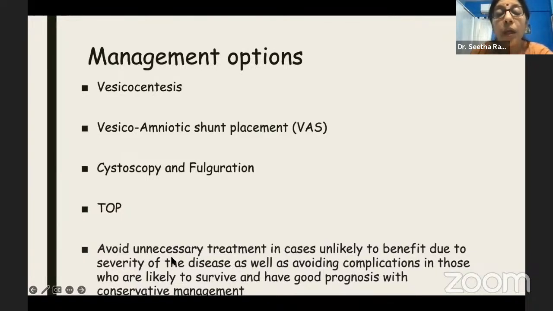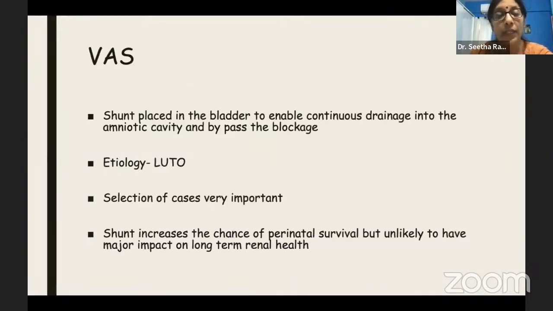But whatever you do, it is important to realize that very fine line that we demarcate, that we need to avoid unnecessary treatments in cases unlikely to benefit due to severity of disease, as well as in those who are likely to survive and have a good prognosis with conservative management. So you should not be intervening unnecessarily, and also not doing treatments where there is not going to be any benefit. And that is something very difficult to predict and difficult to select as well.